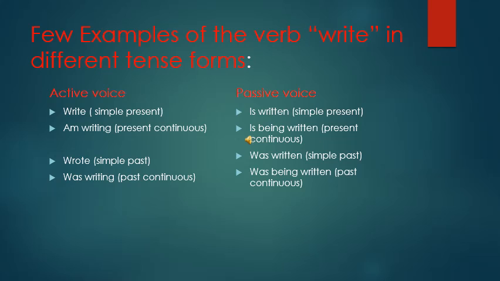Now let us discuss a few examples of the verb write in different tense forms given below. Active voice, write. In passive voice it will become is written, because write here is in simple present tense. Writes, is written. Am writing, is being written. Wrote, was written. Was writing, was being written.